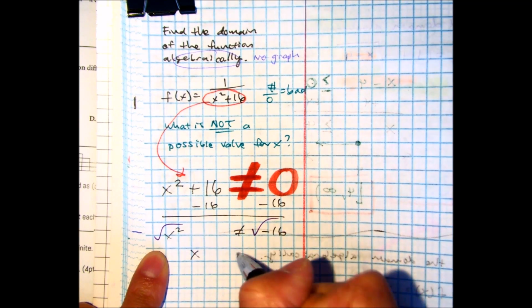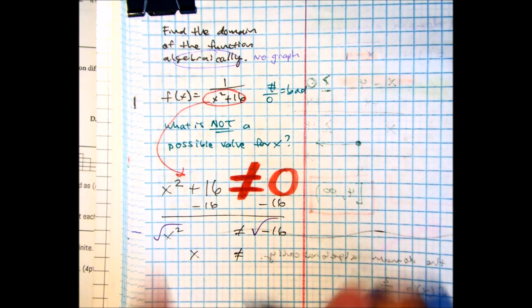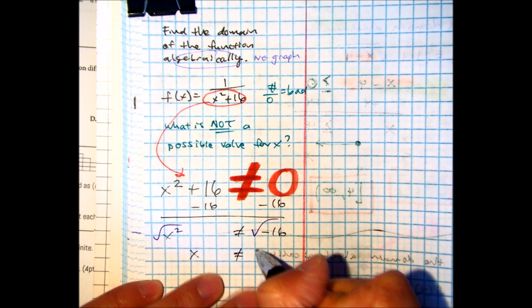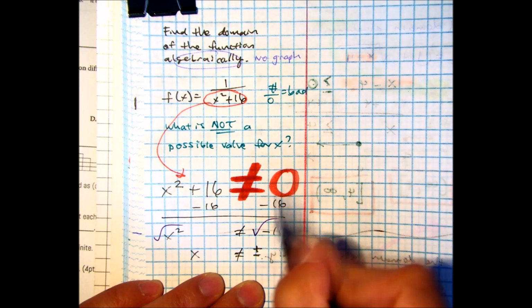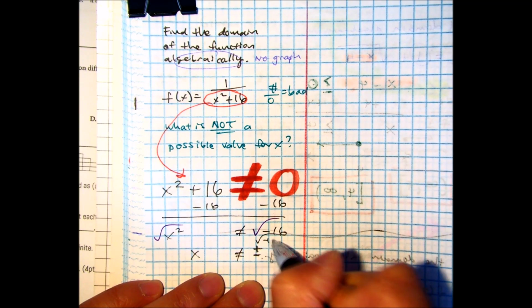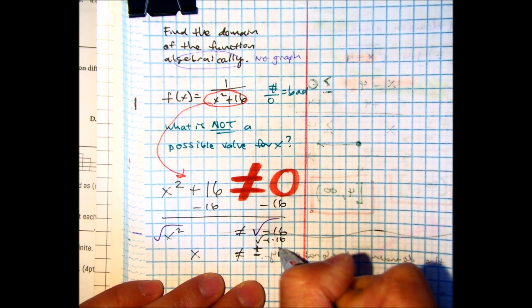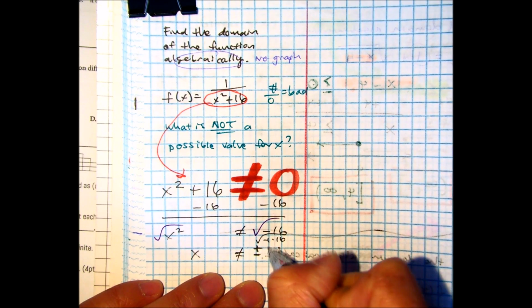x not equal to plus or minus the square root of negative 16. Remember that is negative 1 times 16. The square root of negative 1 is i, and the square root of 16 is 4.